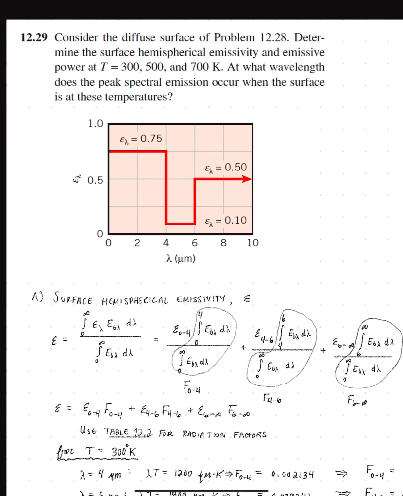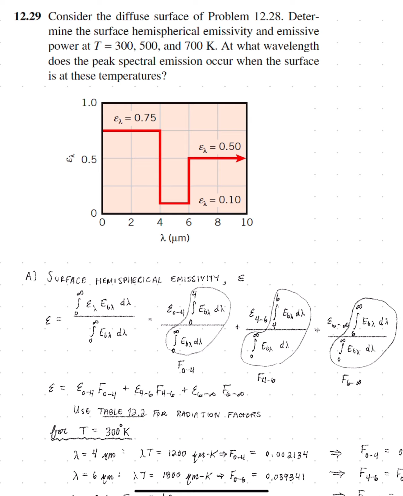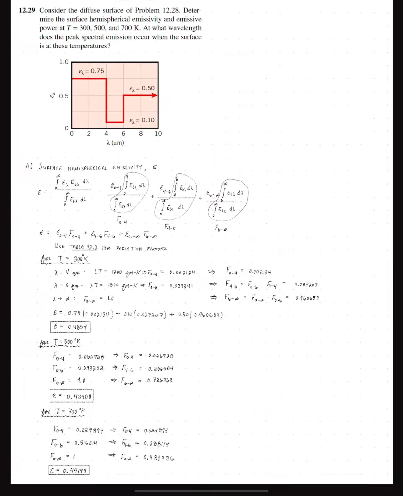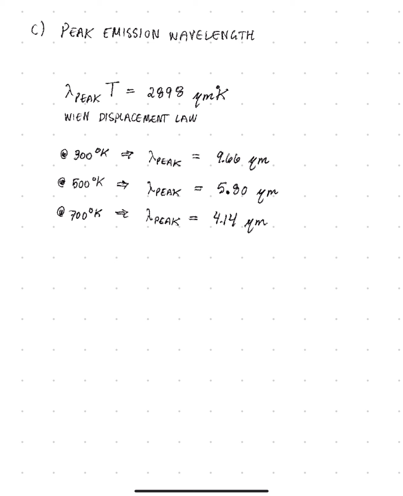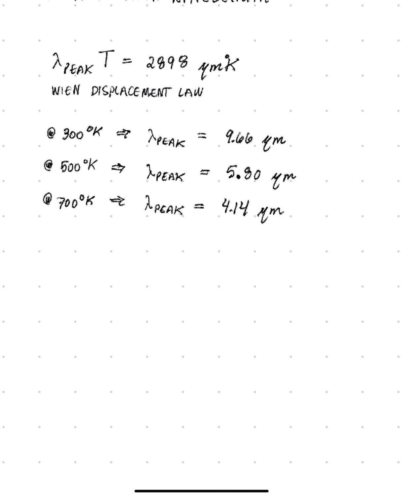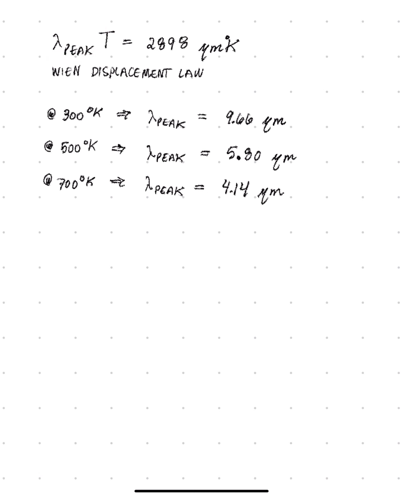And finally, it asks us to find at what wavelength the peak spectral emission occurs when the surface is at these temperatures. And this relationship is just described by Wien's displacement law, which is our peak wavelength, lambda peak, times our temperature, which is equal to a constant. In this case, it is always 2,898 micrometer Kelvin. And so at 300 Kelvin, we just plug 300 Kelvin in for T and then rearrange for lambda to get 9.66 micrometers. At 500 Kelvin, we get 5.8 micrometers. And at 700 Kelvin, we get 4.14 micrometers.